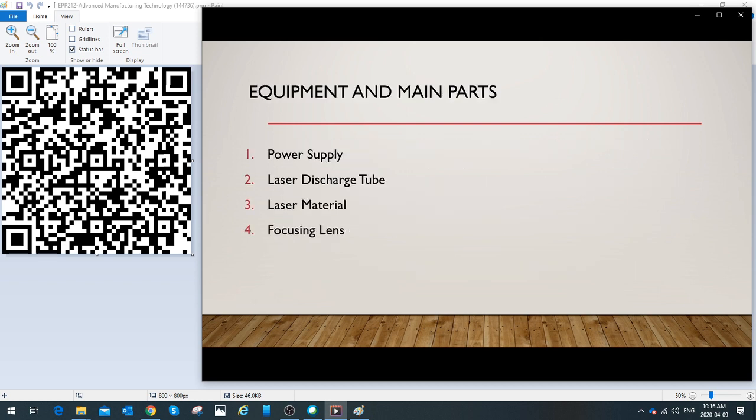Here we come to the equipment and main parts of laser beam cutting. First is the power supply, which supplies external energy to the electrons. Second is the laser discharge tube, which contains the laser material inside. Third is the laser material, for example carbon dioxide and neodymium. The fourth one is the focusing lens, which is a convex lens that will focus the laser to the nozzle.